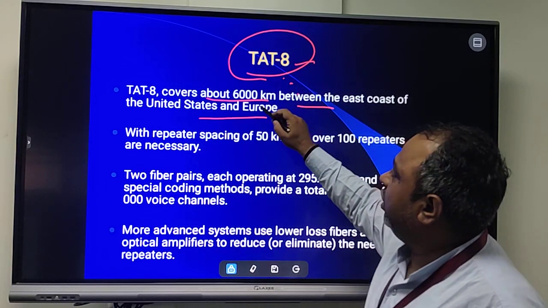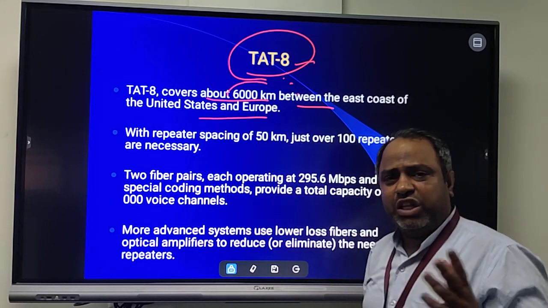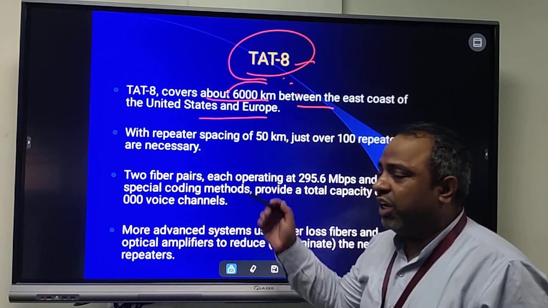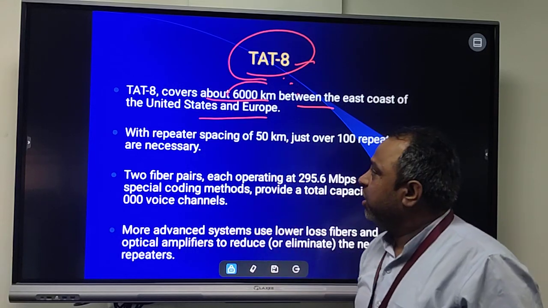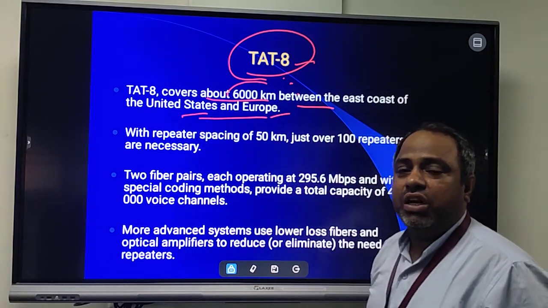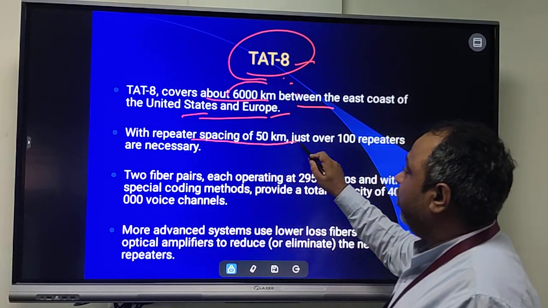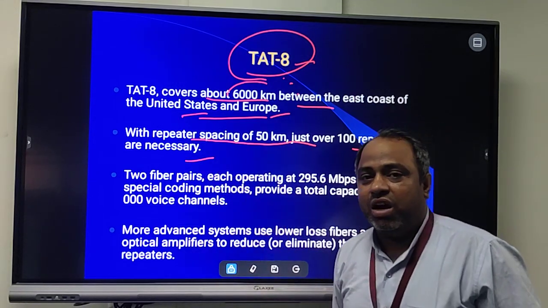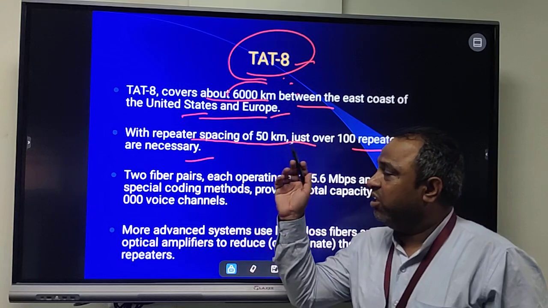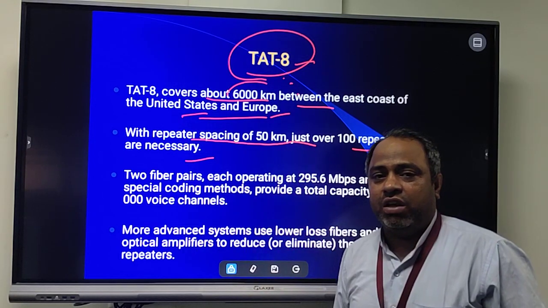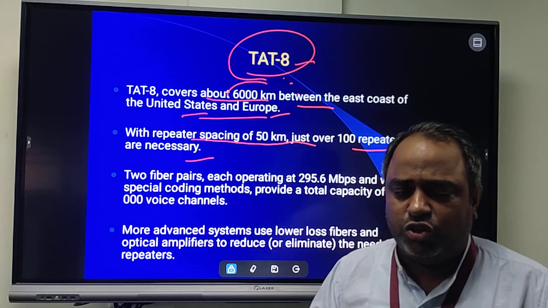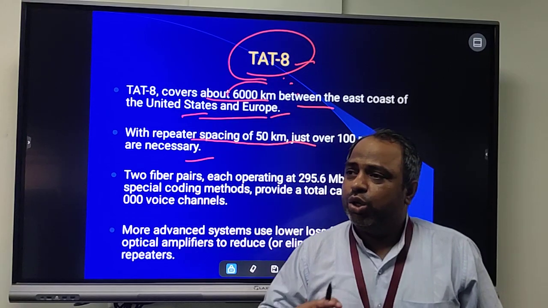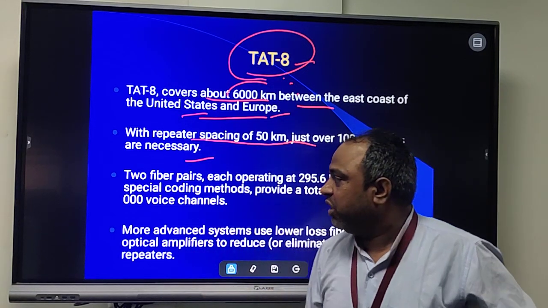With the help of this, we can send data 6,000 kilometers without any lag and without any delay. Terabits of data you can send simultaneously, effectively, in a fraction of a second. The data will go from the eastern US directly to Europe without any lag. Now with a repeater spacing of 50 kilometers, just over 100 repeaters are necessarily used. You can connect 100 repeaters every 50 kilometers and your data will be sent effectively. No lag, no delay, no loss, no dispersion, no attenuation, nothing introduced between the source and destination, and your data goes miles away in a fraction of a second.